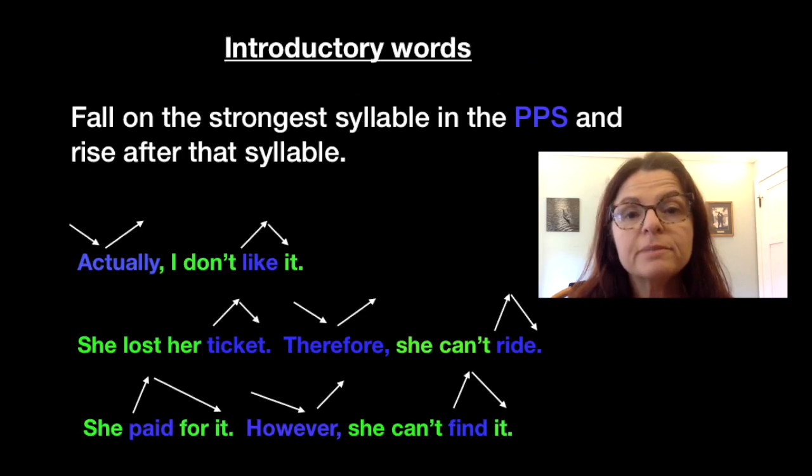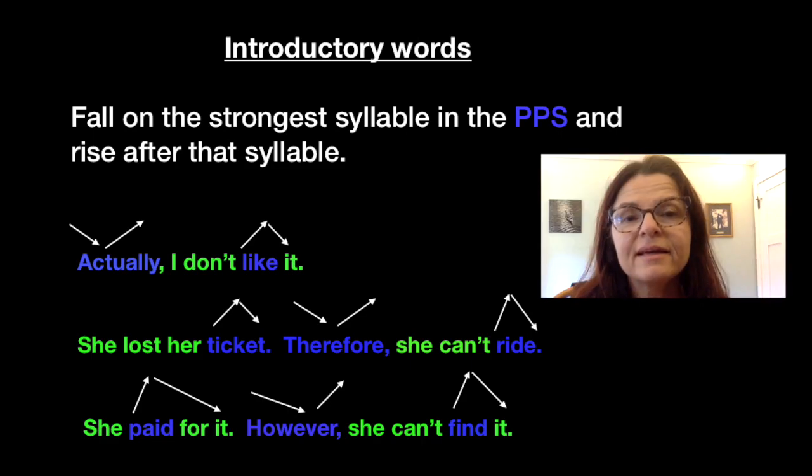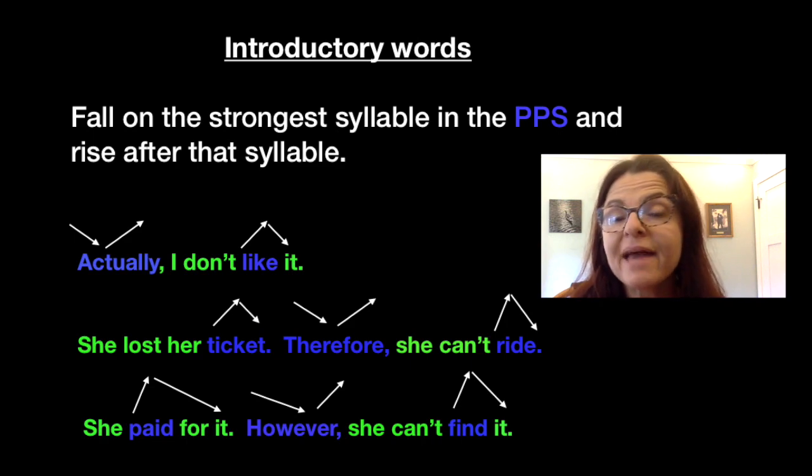Therefore, she can't ride. She paid for it. However, she can't find it. In this case, I go down on "however," and then I go up on "ever," because the strongest syllable in "however" is the second syllable. So we go down for the first two syllables. However, she can't find it.